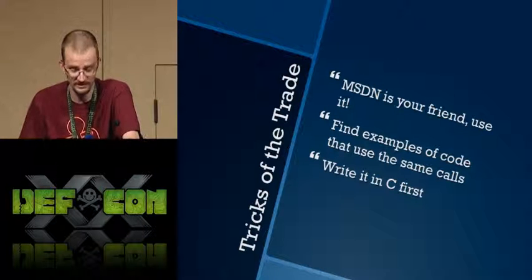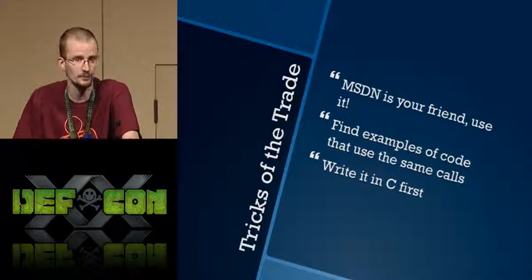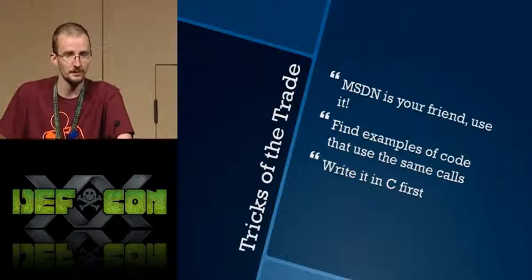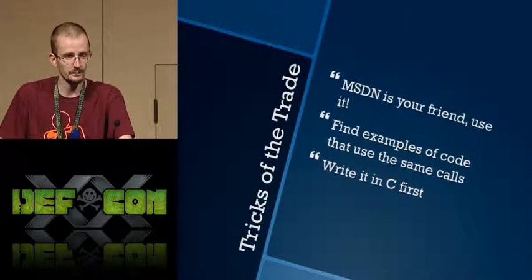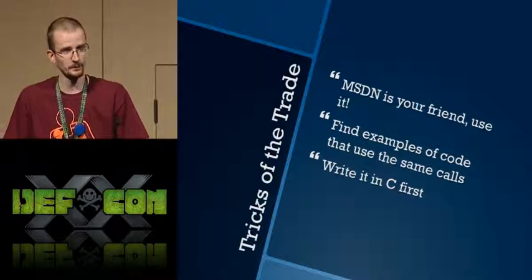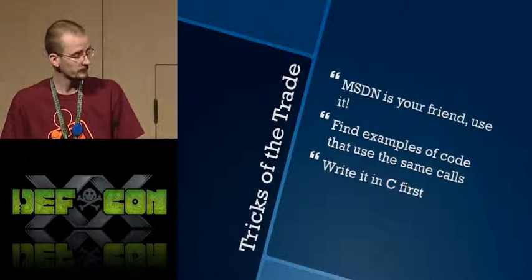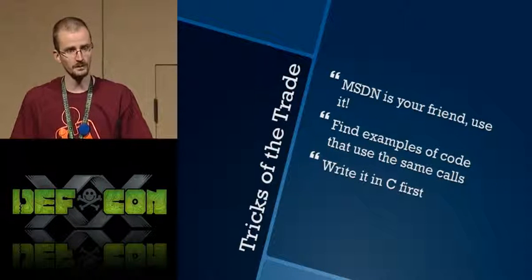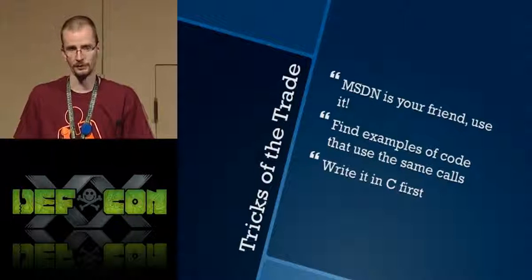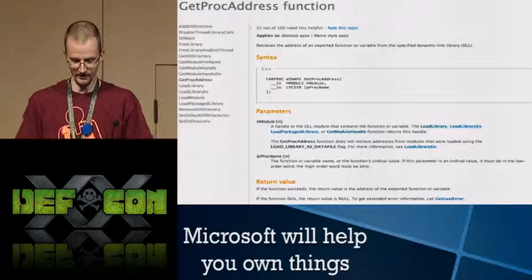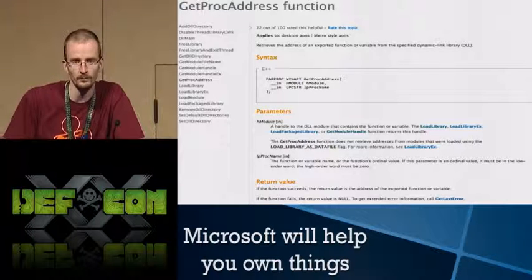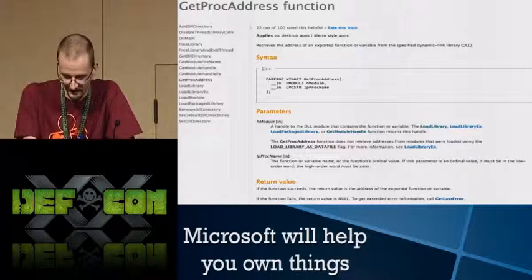So use MSDN, find examples of the code in C, and whatever you're trying to do, write it in C first. Because you're doing this weird transition from Ruby into C, and sometimes things don't behave the way you expect. If you write it in C and look at it in memory at the time, you can know exactly what to expect, and then when you go to do it on the Ruby side, it goes much faster.